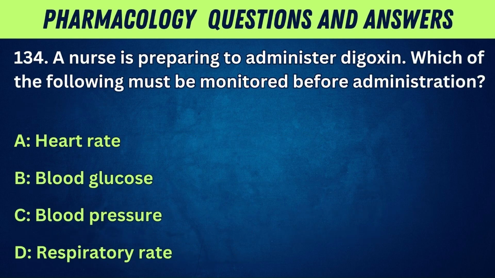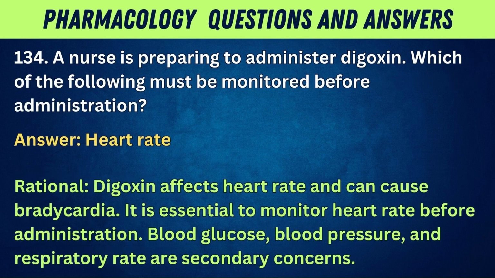134. A nurse is preparing to administer digoxin. Which of the following must be monitored before administration? A. Heart rate. B. Blood glucose. C. Blood pressure. D. Respiratory rate. Answer: heart rate. Rationale: digoxin affects heart rate and can cause bradycardia. It is essential to monitor heart rate before administration. Blood glucose, blood pressure, and respiratory rate are secondary concerns.